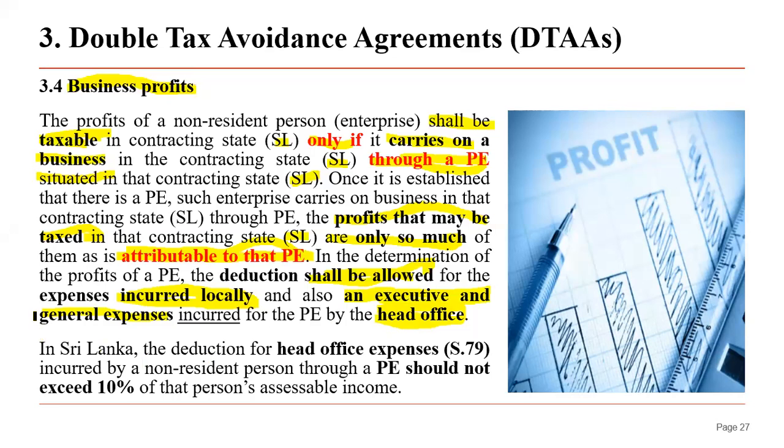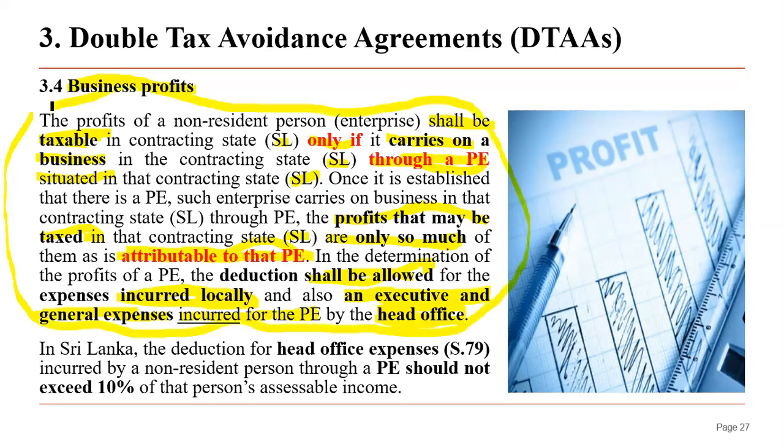Those things, whatever we can, if it is incurred for the PE, the very important part, if it is incurred for the PE by the head office, can be deducted. Then again we need to link here, even DTA says, this para is basically what DTA says, right? But some DTAs are providing some restriction.